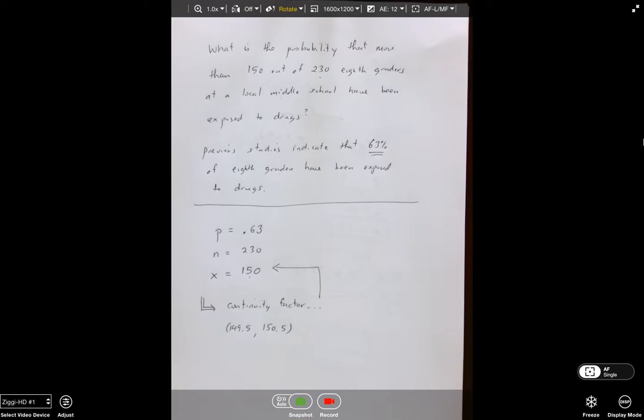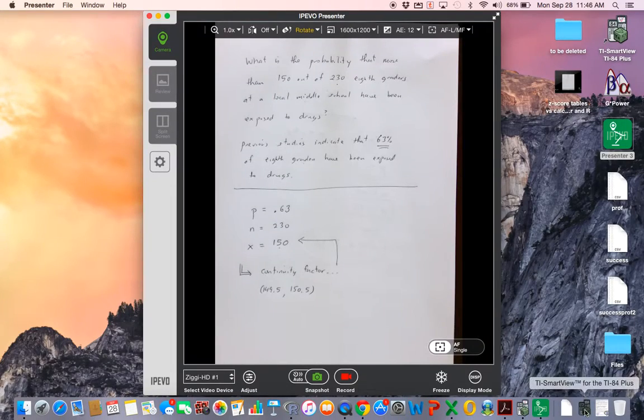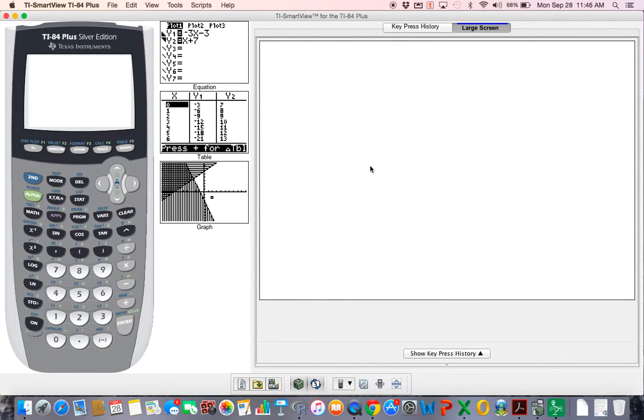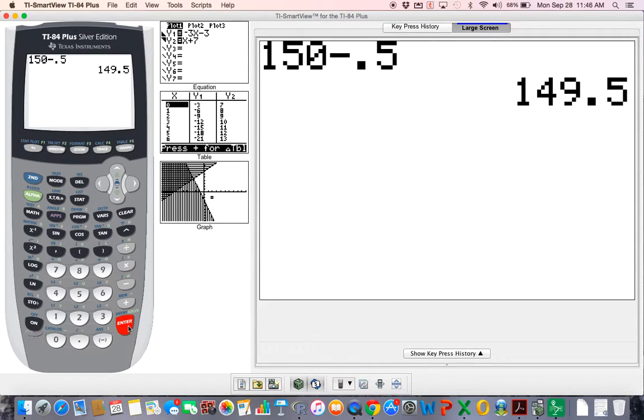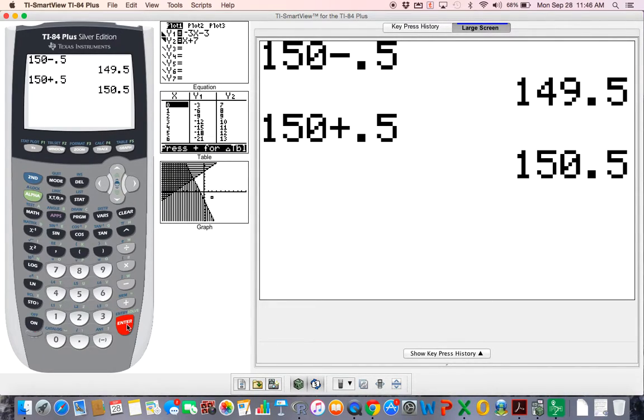I had a student one time, I'm going to use a different calculator here in this one. I had a student one time that said, I can't do that in my head. I told her, I don't care. Grab that calculator. So you've got 150 minus 0.5, 149.5. You've got 150 plus 0.5. I'd much rather for you to do that than to think that you can do the mental arithmetic and just make a silly mistake. Okay?